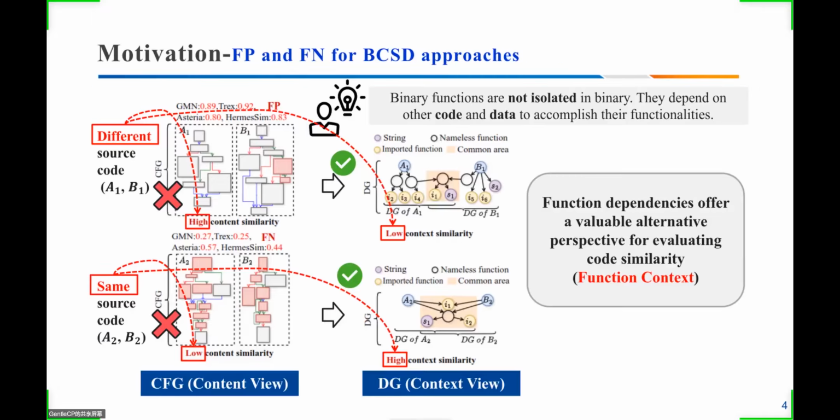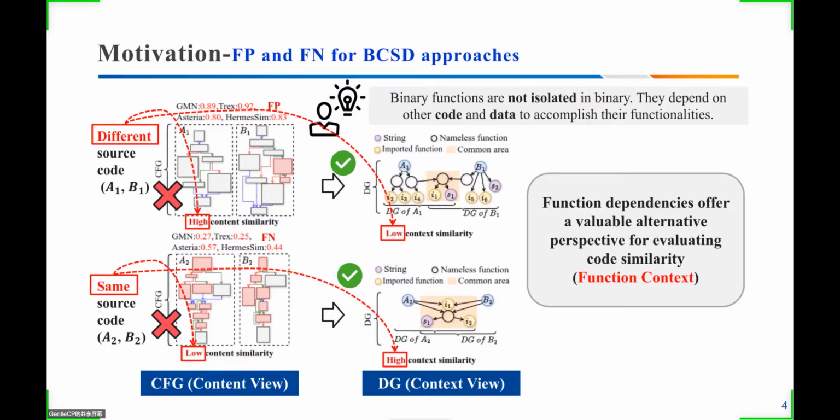We take two function pairs to motivate our method. A1 and B1 are compiled from different source code, while existing BCSD approaches show high similarity scores due to their similar code and structures. In contrast, A2 and B2 are compiled from the same source code, while BCSD approaches show low similarity scores due to the code changes after compilation.